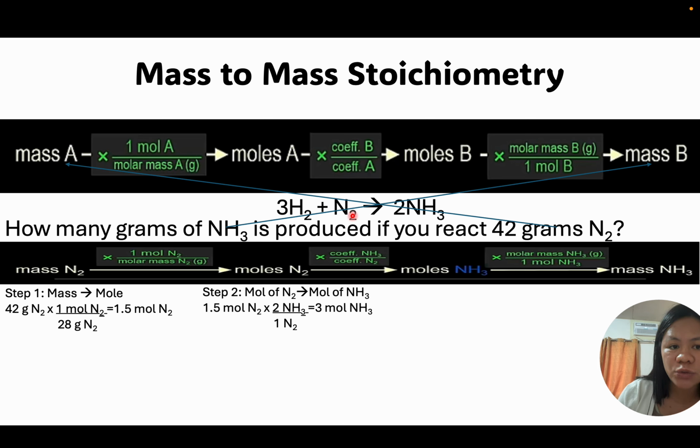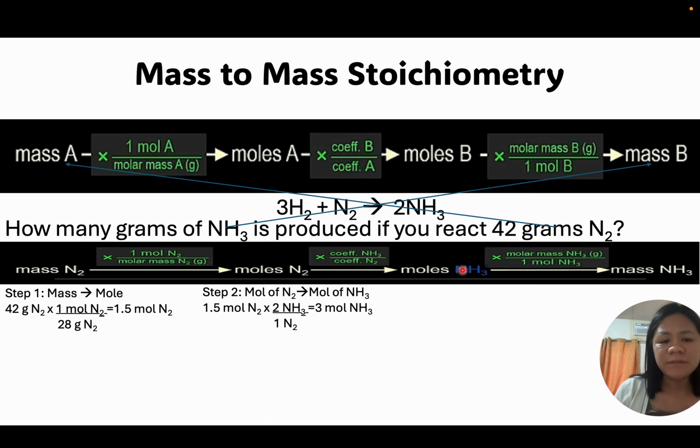So we have 1 N2 and 2 NH3. Since our given is N2, we're going to put the N2 at the bottom, and the numerator is the ammonia. And of course, if we calculate this, 1.5 times 2 divided by 1 is equal to 3 moles of NH3. So now we have our moles of NH3, or the moles of B.